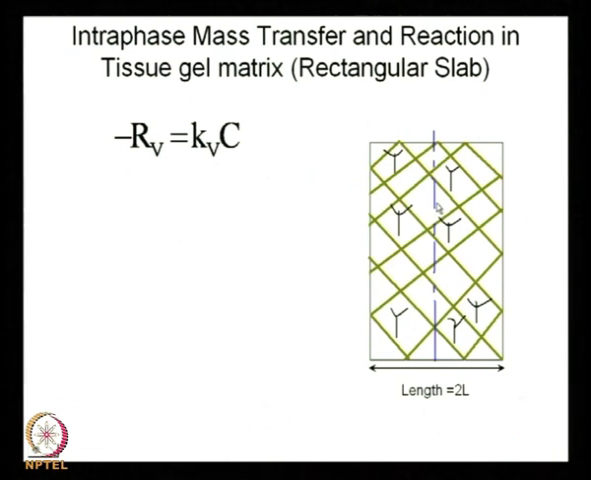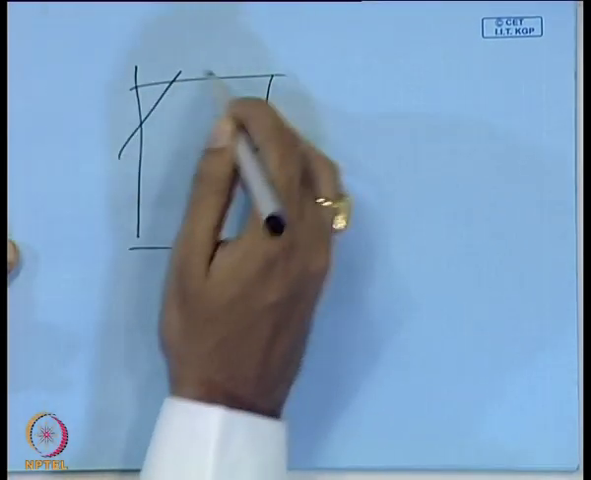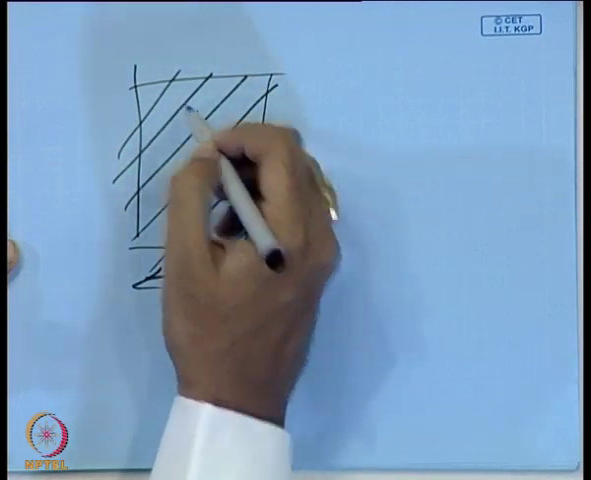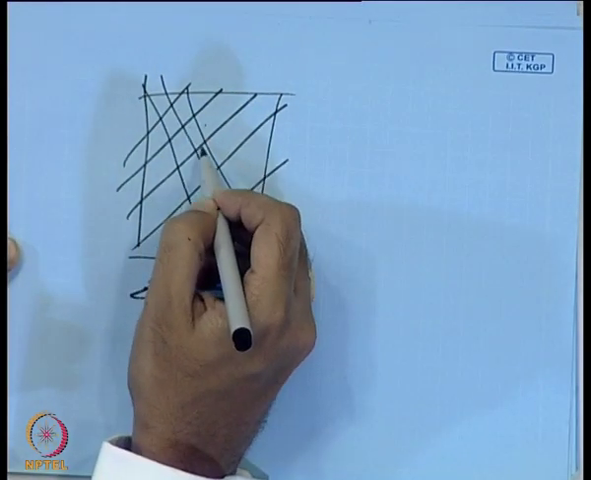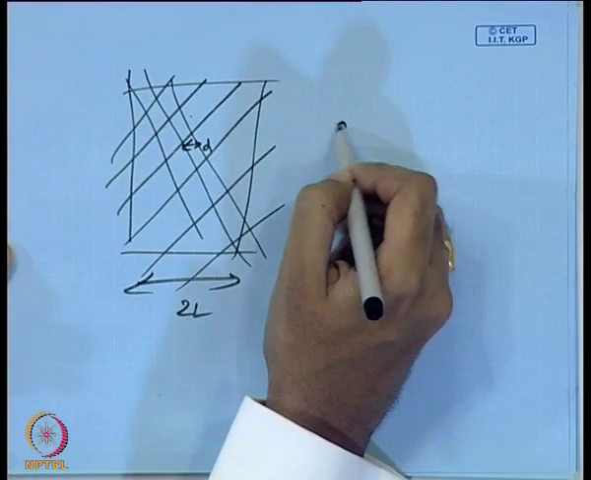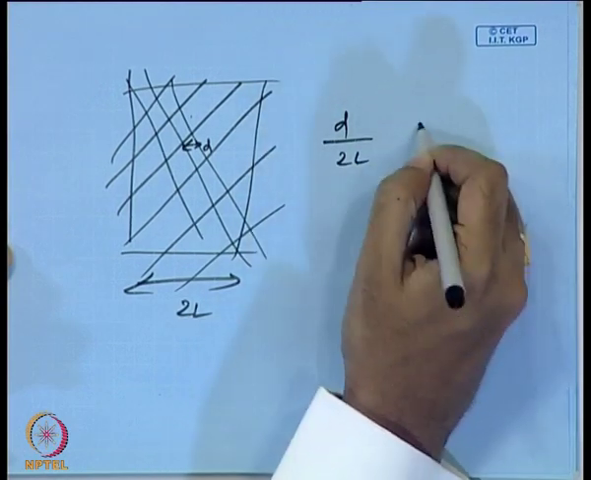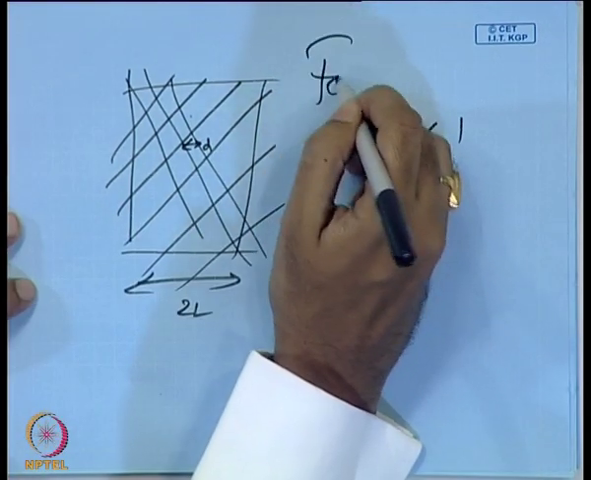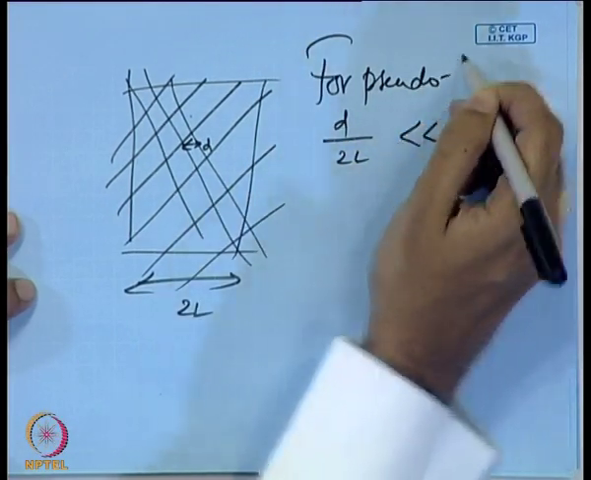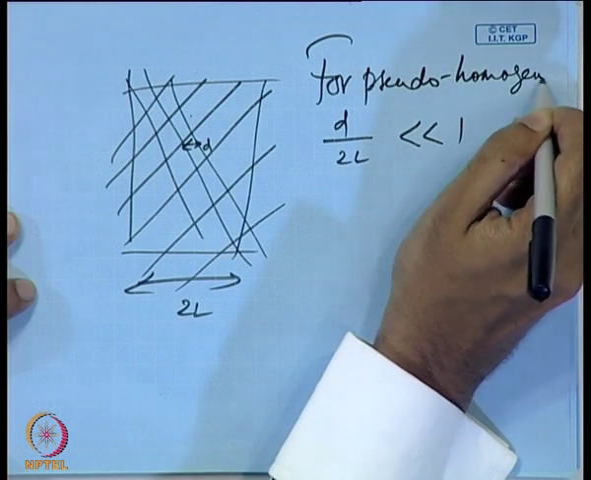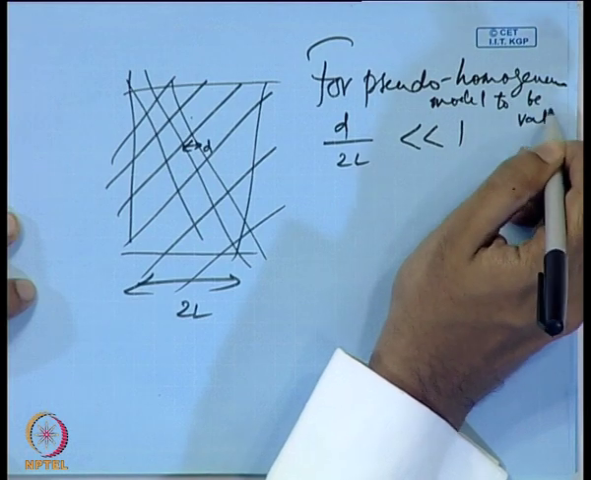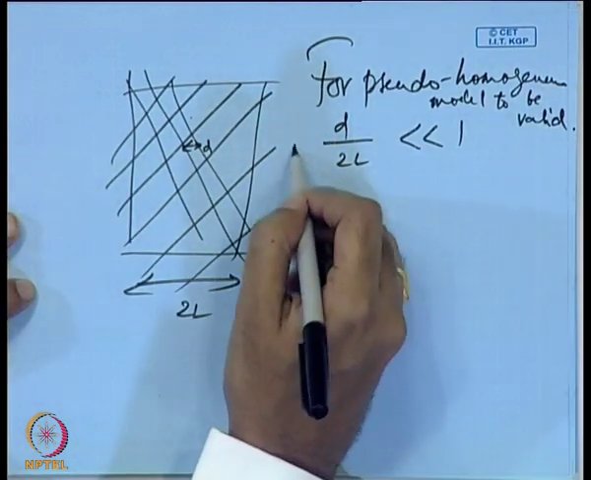I said it in a little conceptual way, so let me write it down also. This is my encapsulation, the whole thing, and this length scale is L, and the length scale of a pore, for example, is D, then D over 2L should be very, very much smaller than 1, for the pseudo homogeneous model to be valid.